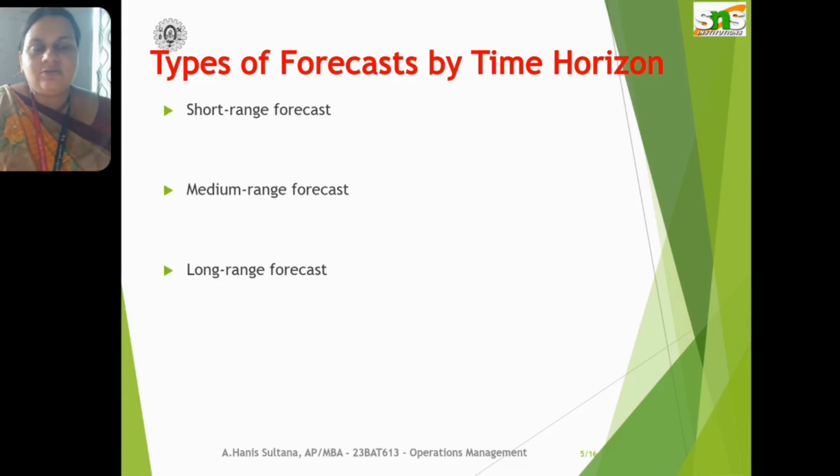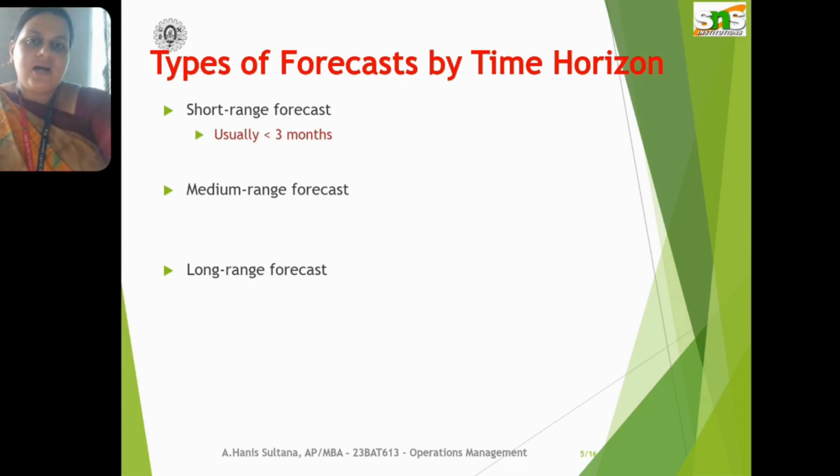Now it's our turn to see what types of forecast are available. The types of forecast are based on the time horizon. Forecasting goes from the past to the future, so definitely we have to calculate on a periodical basis. How periodically we can calculate the forecast is the reason for these types. So we know short range, medium range and long range.